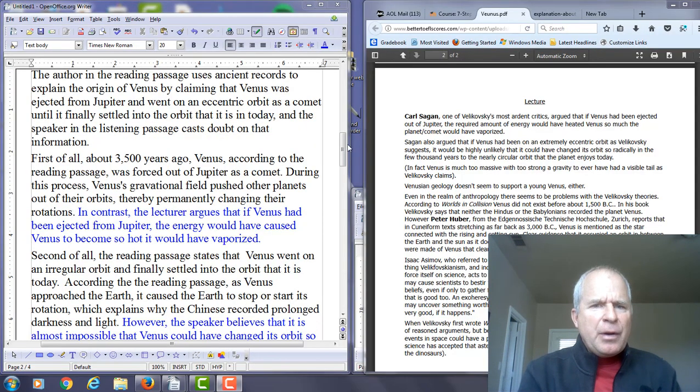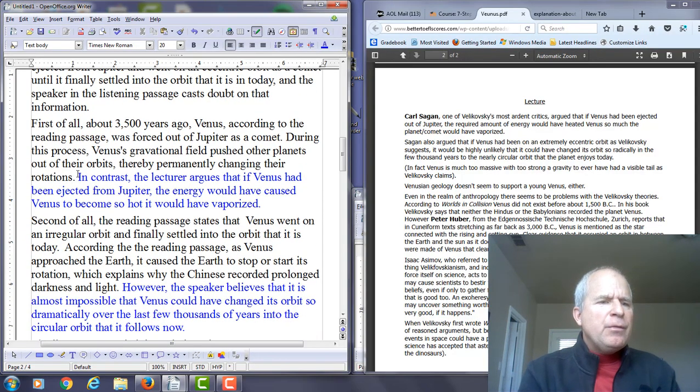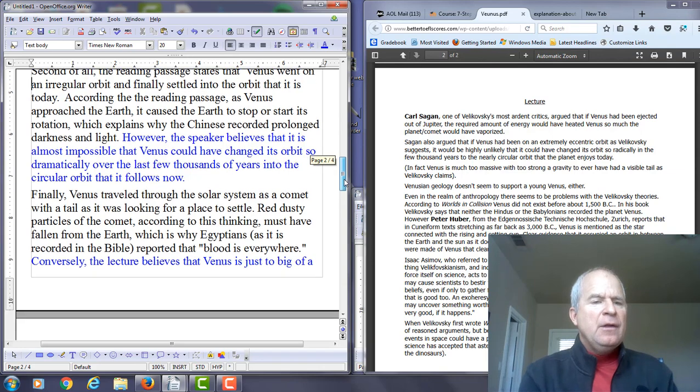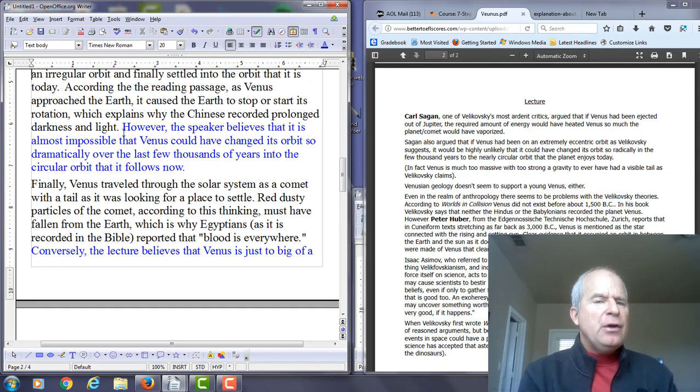Okay, let's take a look at each paragraph. Here, this is the information from the lecture. In contrast, the lecture argues that if Venus had been ejected from Jupiter, the energy would have caused Venus to become so hot it would have vaporized. The next paragraph, however, the speaker believes that it is almost impossible that Venus could have changed its orbit so dramatically over the last few thousand years, probably can just say that, into the circular orbit that it follows now.